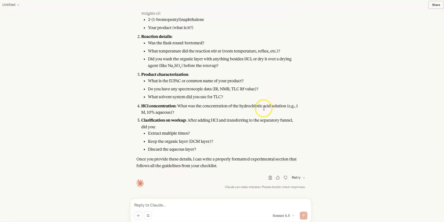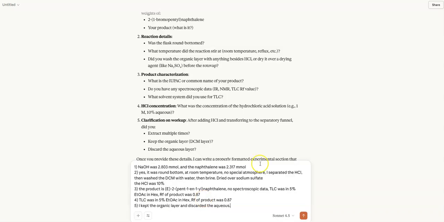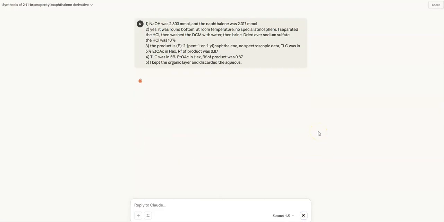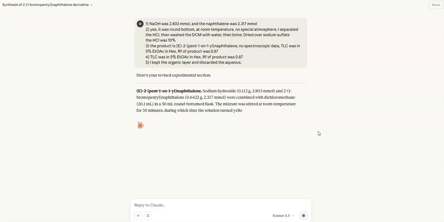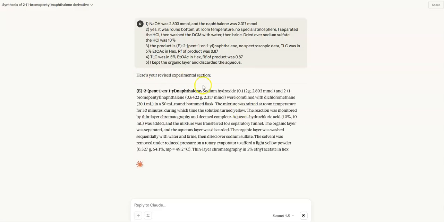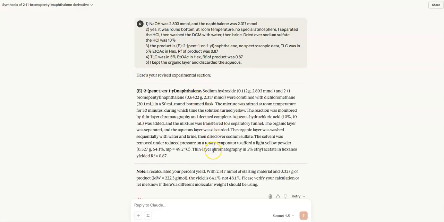So it's generated all these questions for me, and I'm going to go ahead and paste my answers to them, right? I calculated the millimoles. Yeah, it was a round bottom flask. I gave it more information about my reaction conditions, et cetera, et cetera. So now that I've given it all of the information that it asked for, which it should ask for thanks to that checklist, now it's giving me a revised experimental section that at first glance looks pretty darn good, right?